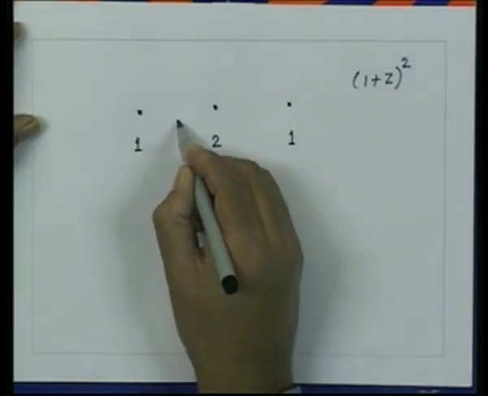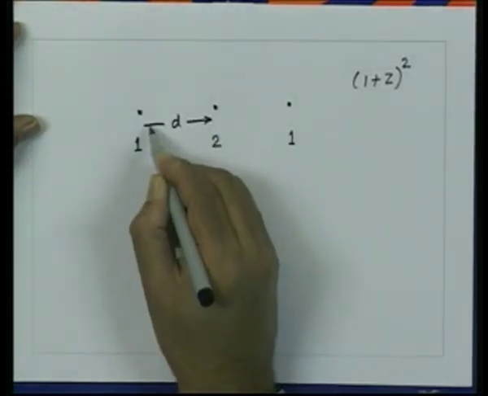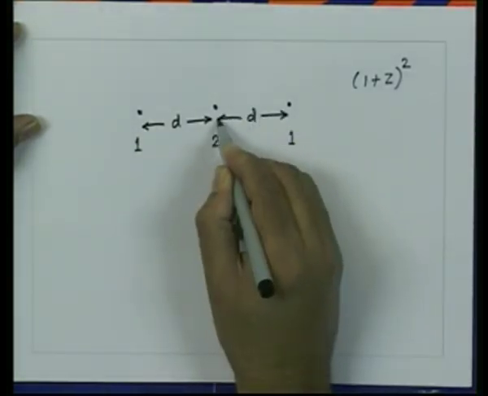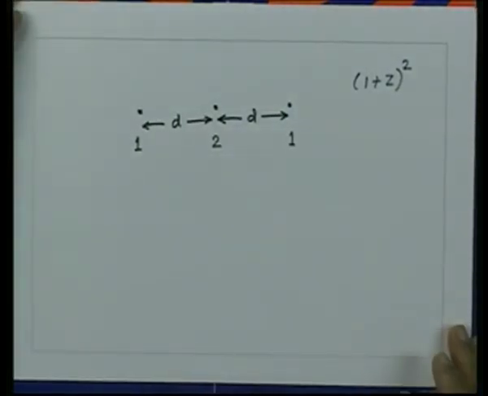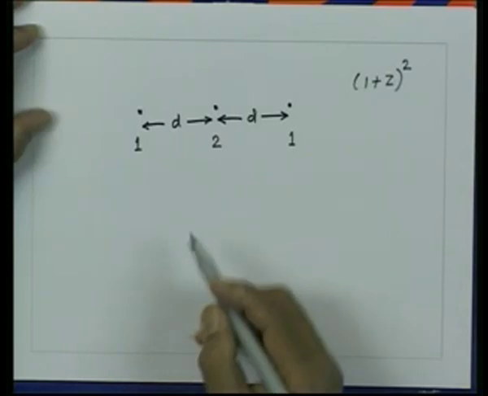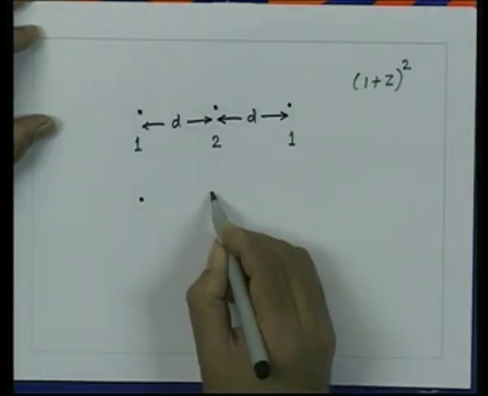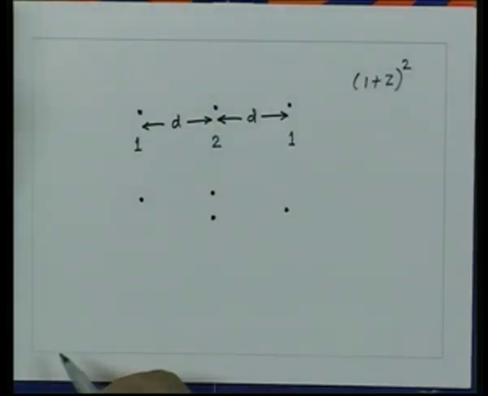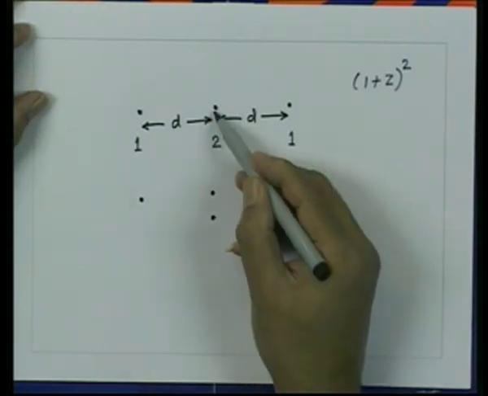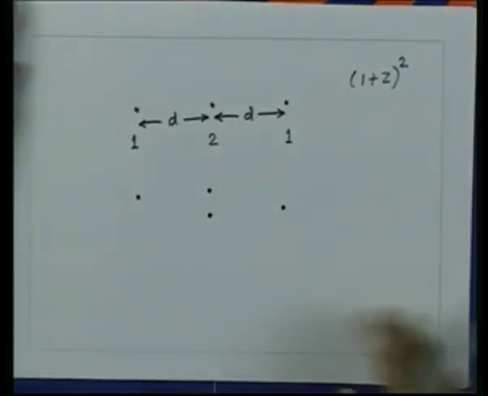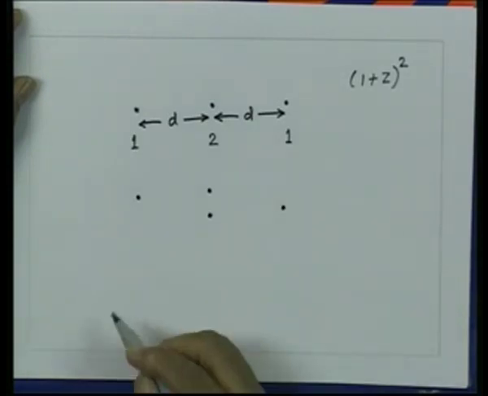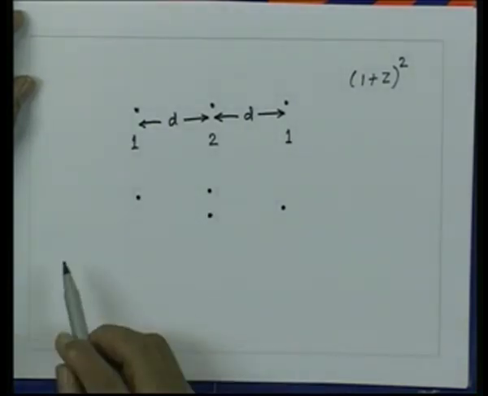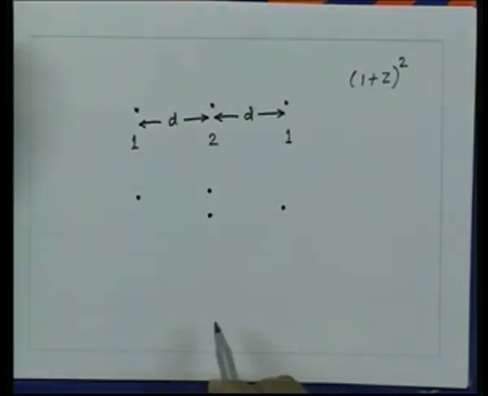Now, let us say this distance between these elements is d and this is also d. What we can think is this array now is equivalent to having an array which has current like this and a current like this. So, this element which is having current amplitude 2, I can say is the sum of these 2 elements, 1 and another 1. So, this array of 3 elements I can think of as 2 arrays, which is one array and this is another array.